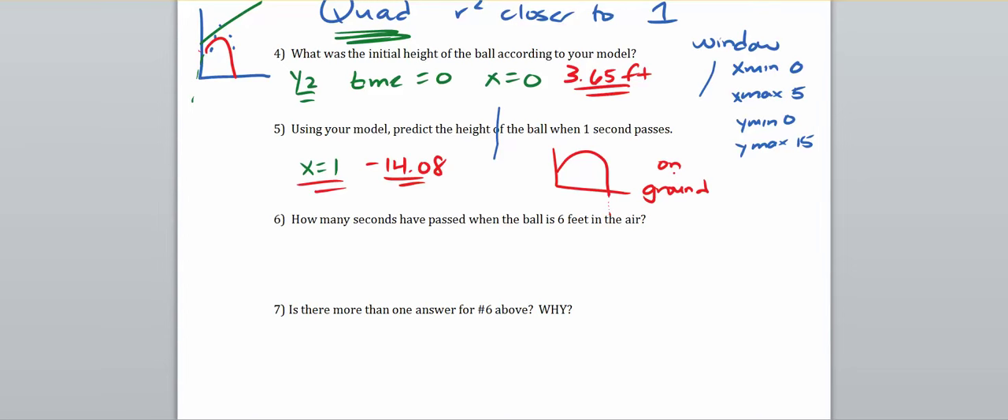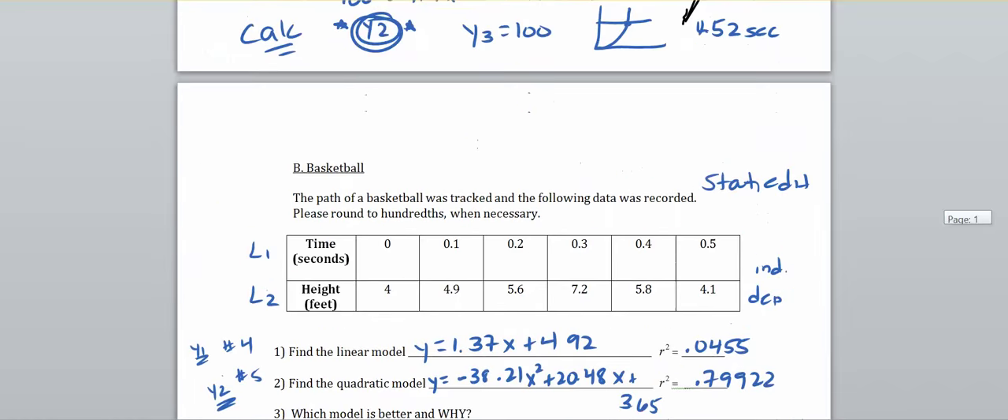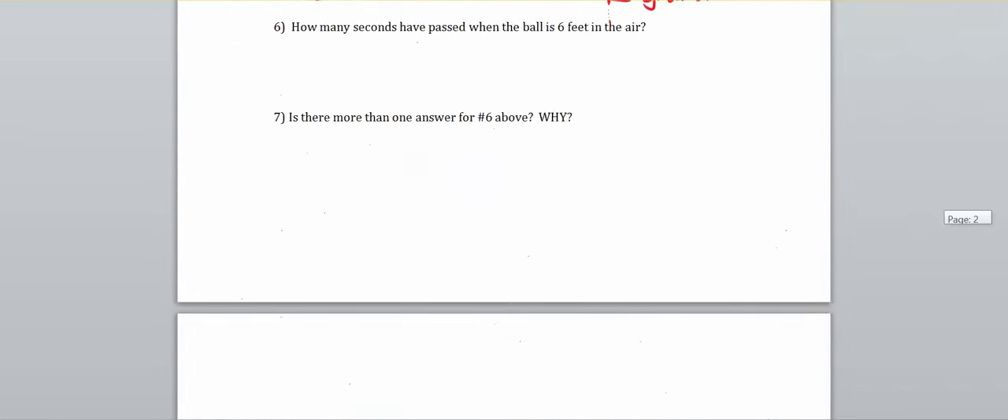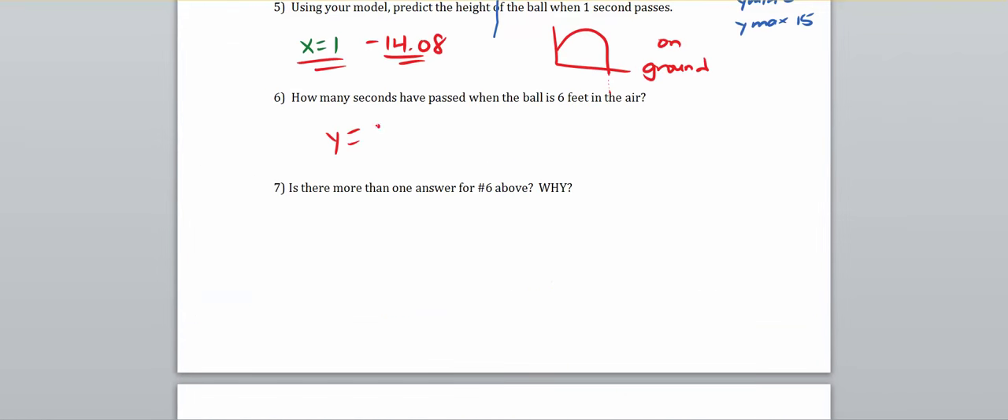All right. The last two, how many seconds have passed when the ball is 6 feet in the air? Well, if I look at 6 feet, 6 feet is going to be my y. So I'm going to go to y equals and plug in 6. I'm going to go to y3, and I'm going to find the intersection of y3 being equal to 6 with the other points. Now, if you look, your graph's going to look something like this. Here's my parabola, and then here's my graph. And if you look, it's actually going to intersect at 2 places.